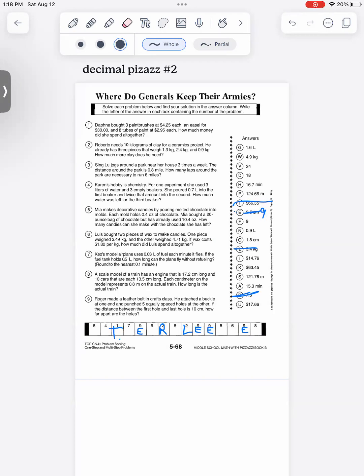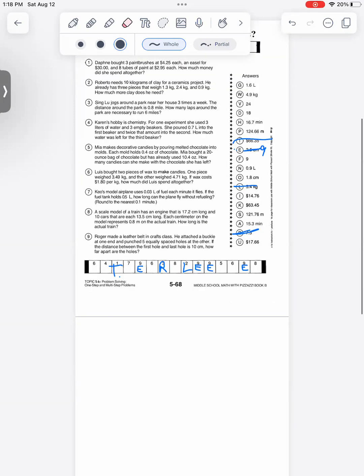All right, so let's look at number 4 next. Karen's hobby is chemistry. For one experiment, she used 3 liters of water in 3 empty beakers. She poured 0.7 liters into the first beaker and twice that amount into the second. How much water was left for the third beaker? So we have 3 beakers here. We have 1, 2, 3, right? We have 3 liters of water.